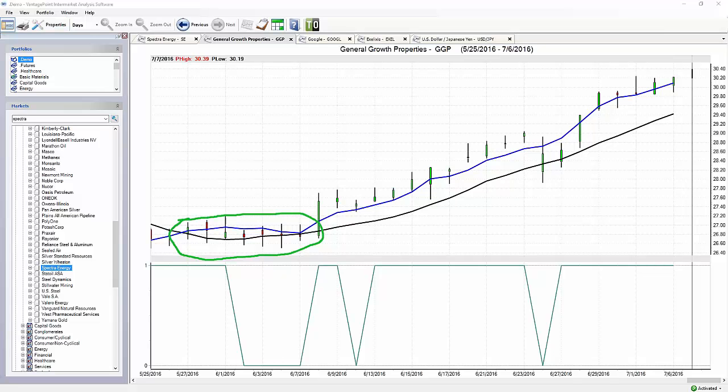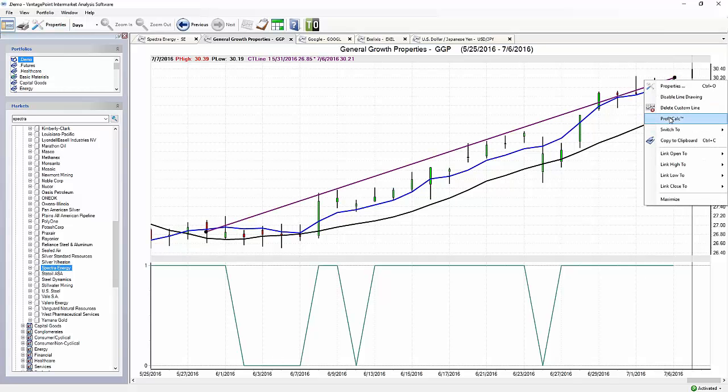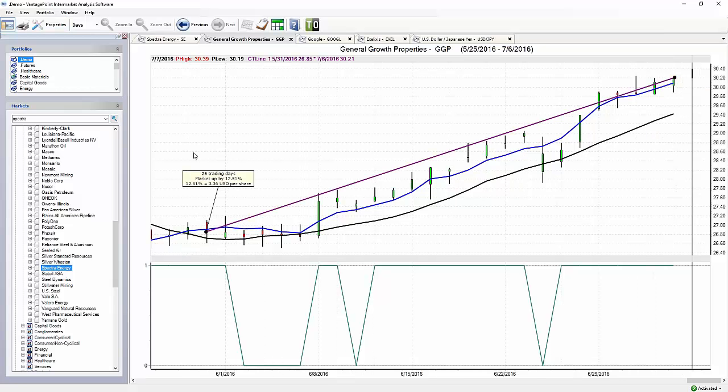Market moved up. We're still going higher here, but 26 trading days, market up about 12.5%, or about $3.30 per share. So I mean, easily $1,000 or 1,000 shares purchased there, about $3,300 on your last trade, about 26 trading days. So you've got to have the tools that are able to help you identify and hold out for these longer term moves.